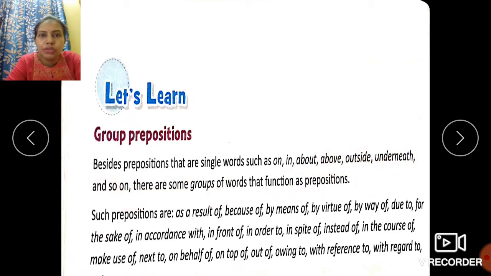These are all used singly, but there are also groups of words which can function as prepositions. These are called group prepositions. Some of the examples are given here, although these are not enough. There is an entire list of these prepositions that we often come across. As a result of, because of, by means of, by virtue of, by way of, due to, for the sake of, in accordance with, in front of, in order to, in spite of, instead of, in the course of, make use of, next to, on behalf of, on top of, out of, owing to, with reference to, with regards to, and so on. Right?